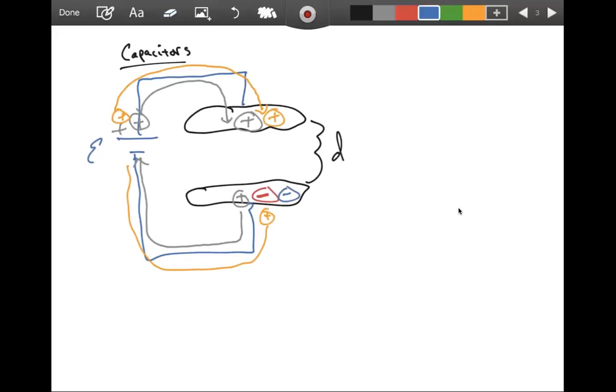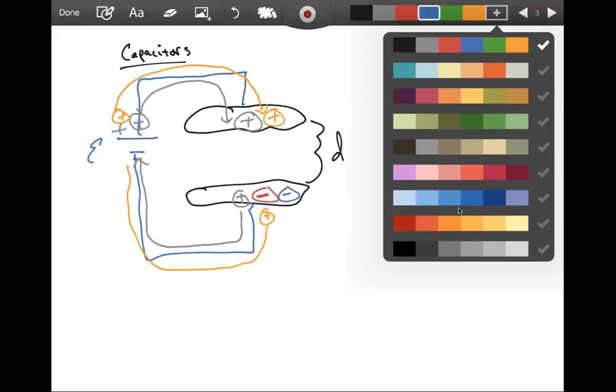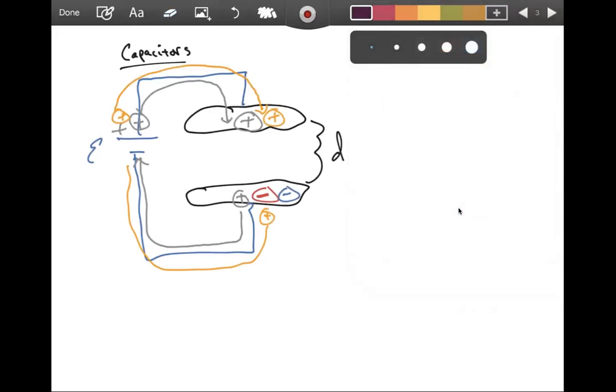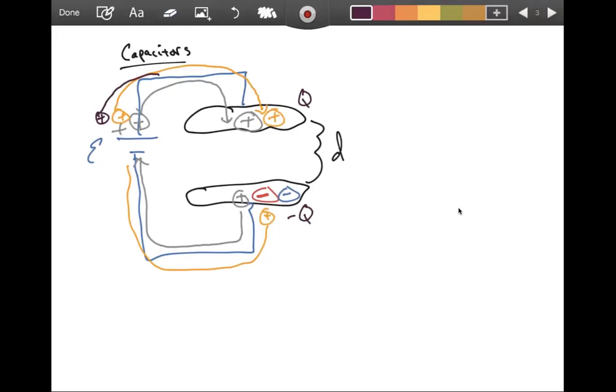And this will keep going and going until eventually I'm going to try to force one more charged particle on here. So let's say here's my last one that I'm going to try to force on there. But I have so much charge on here that the battery can't overcome the Coulombic repulsion, at which point the whole system will stop. When that happens, this is going to reach some maximum charge Q, and this one's going to reach a charge of negative Q. So this is what we call a capacitor.